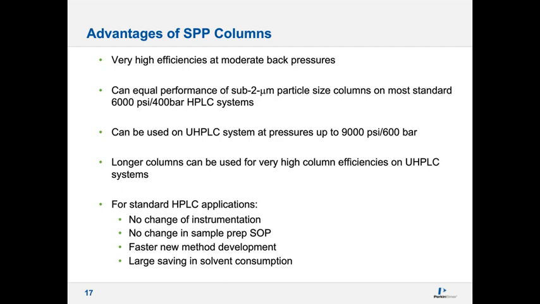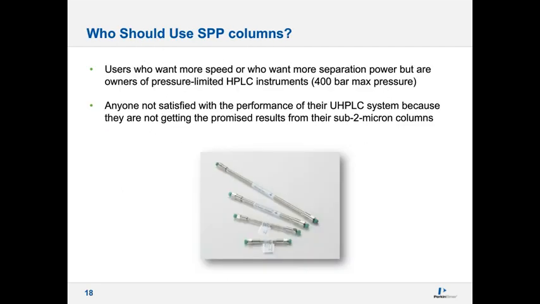So who should use SPP columns? They're particularly useful for users who currently use 5 and 3 micron fully porous particle columns who would like to increase their efficiency and speed, but are owners of pressure-limited HPLC instruments, for example, 400 bar maximum pressure systems. You can experience up to 50% improvement in cost and efficiency.